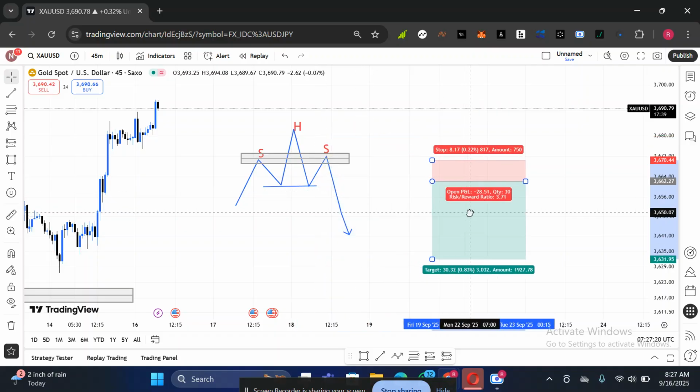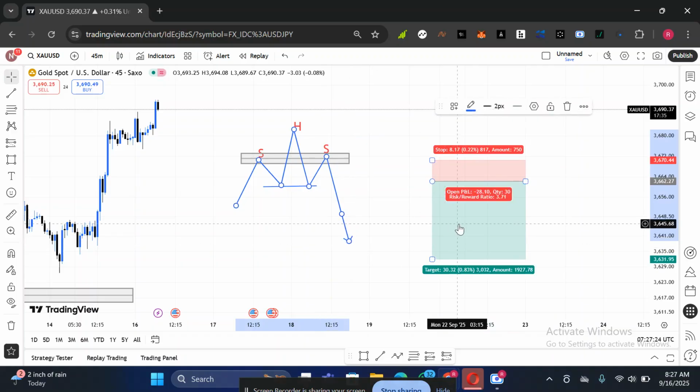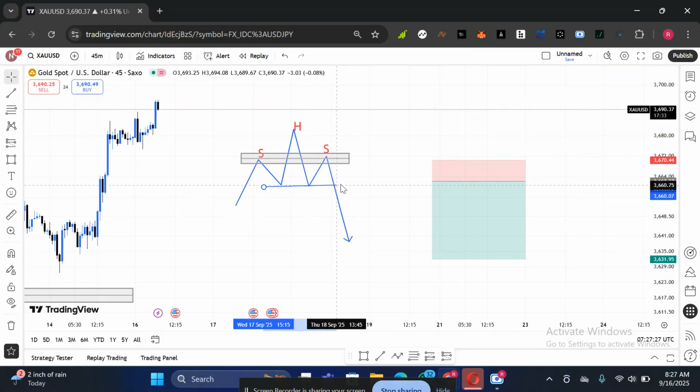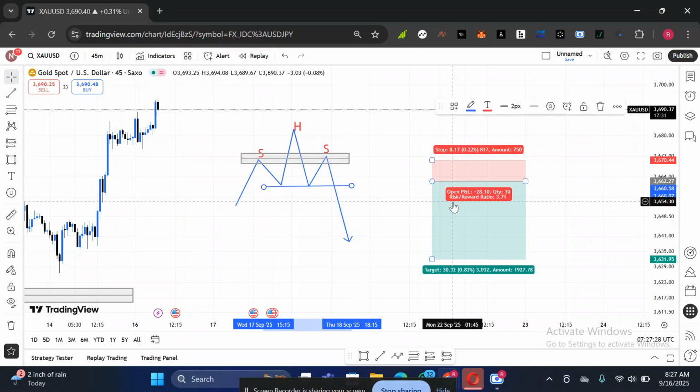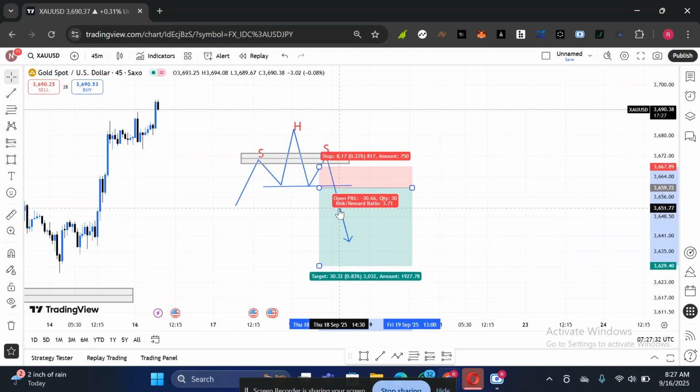But if you want to be more confirmed on this, it's better you wait for a break through from this neckline here, then you can start going in for the next short from there after a break from the neckline, putting your stop loss a little bit above and targeting the next down for the head and shoulder formation.